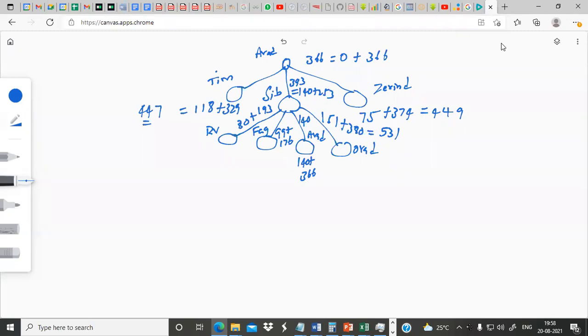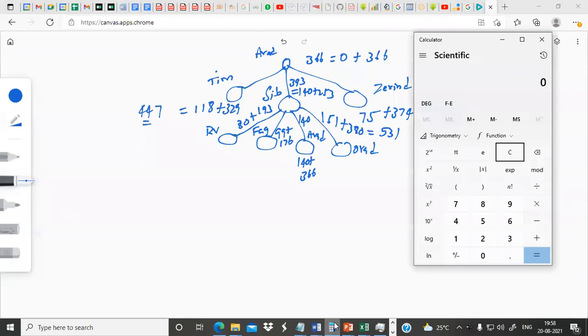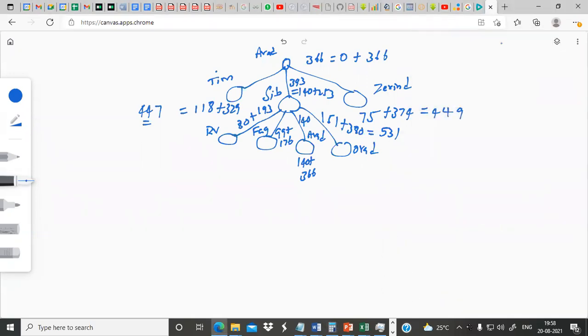And what is 140 plus 360? 140 plus 360, it is 500. So this path is 500. And this is 99 plus 176, that is 275. This is 275, the respective f of n value. And what is this? 193 plus 80, that is 273. So this is 273, right? So this path is 273. Here we got 273. Fine.